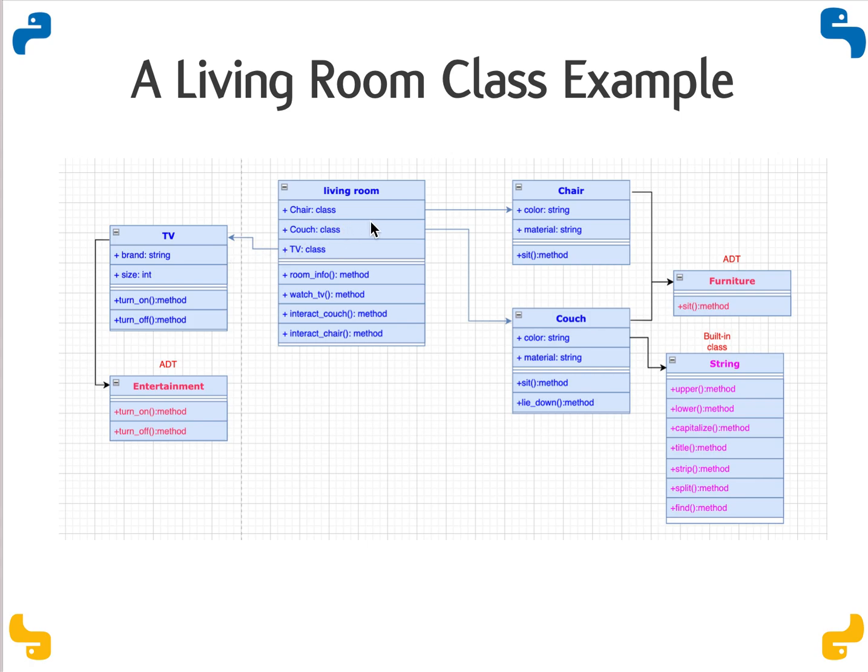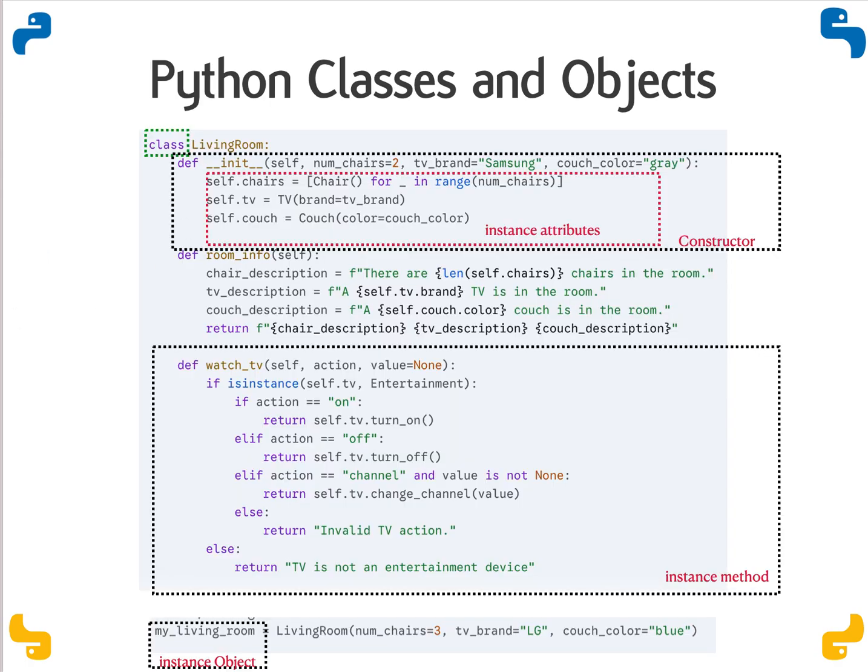Thinking about the living room, for instance, we can watch TV, sit on the couch, or sit in a chair. That's kind of how we experience things through the object and what we can do with them. So let's dive into a practical example of Python classes and objects.